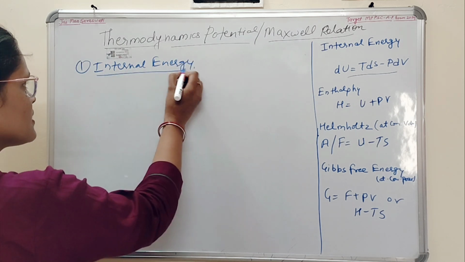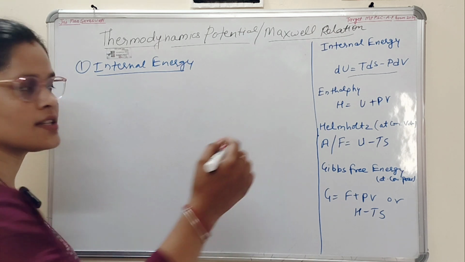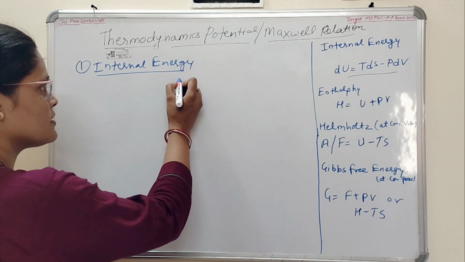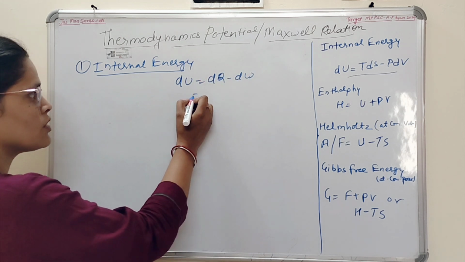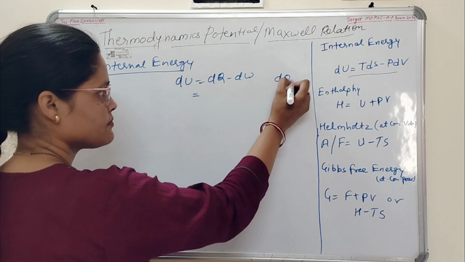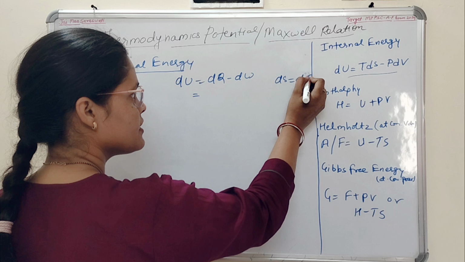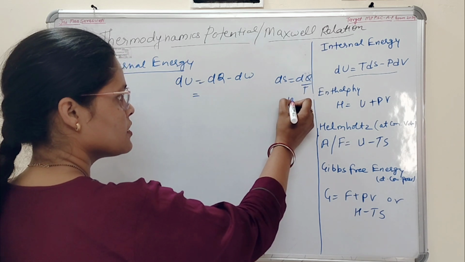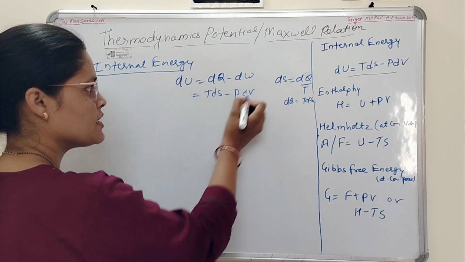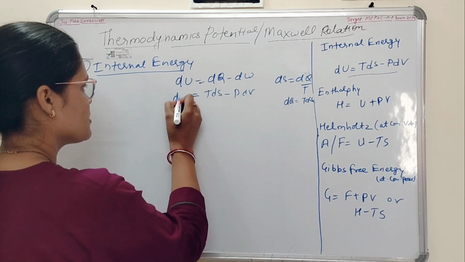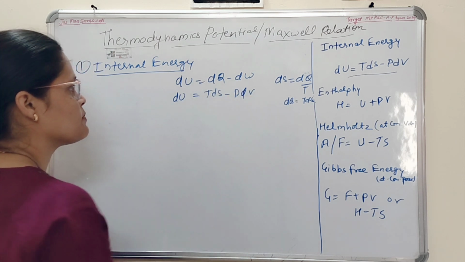as we all know, the internal energy is the sum of kinetic energy as well as potential energy. But in thermodynamics we can take the equation of the first law of thermodynamics, that dU equals dQ minus dW, and we all know that dS equals dQ by T. This is the equation for entropy. So dQ equals T dS. So here T dS minus P dV. P dV is the work done by the system. So dU equals T dS minus P dV.